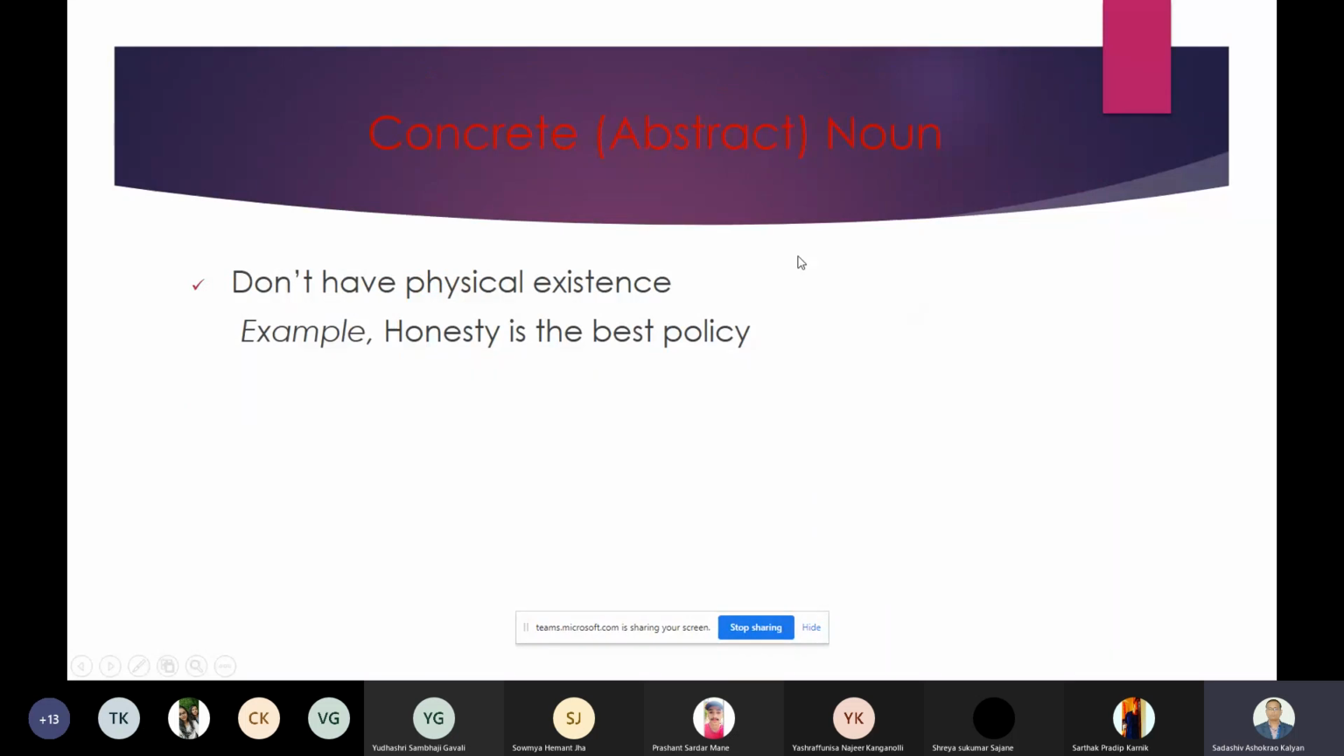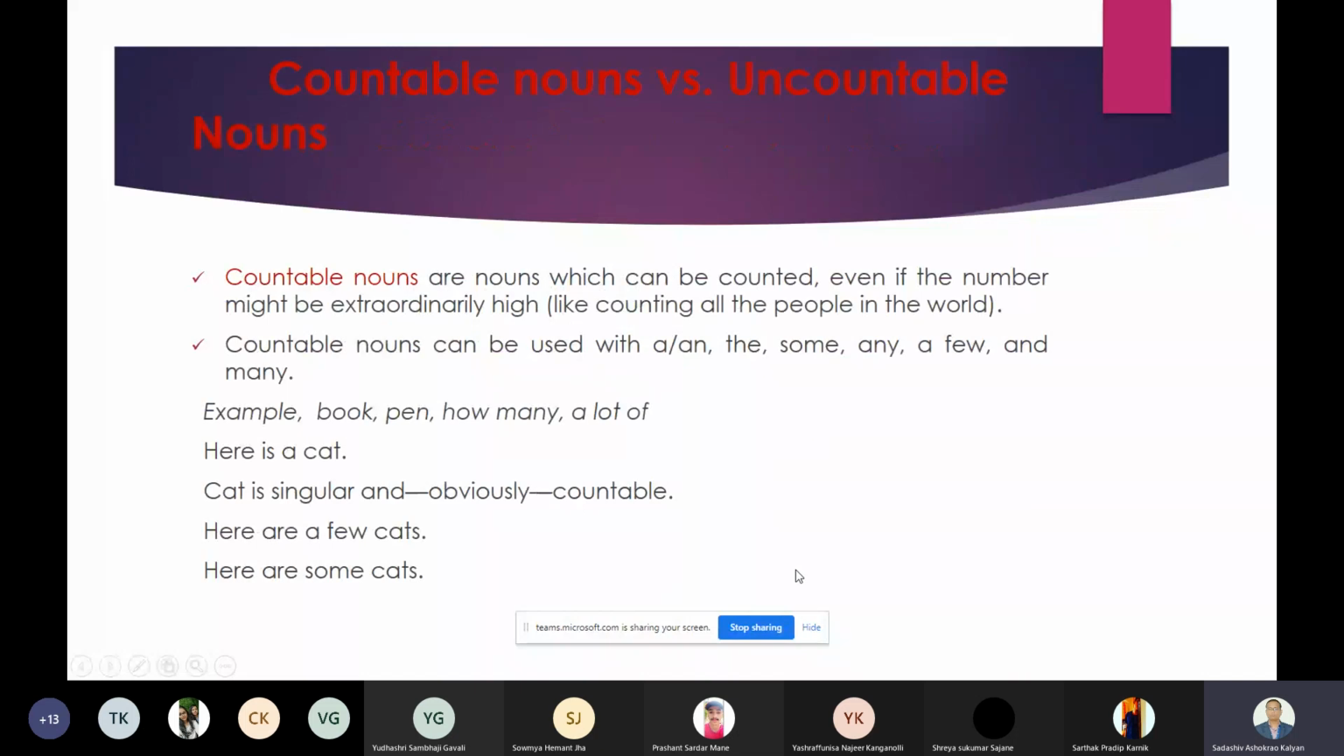As we have studied, an abstract noun is one which does not have physical existence. Honesty is the best policy. Then what is meant by countable? What is the difference between the countable noun and the uncountable noun? As its name suggests, countable nouns can be counted. Countable nouns are used with an article, a and the, and we also use them with words like some, any, a few, and many.